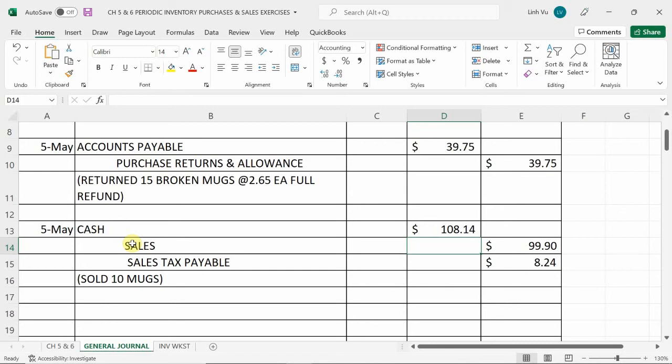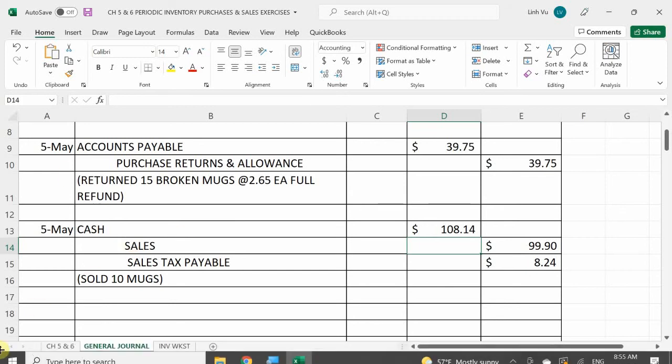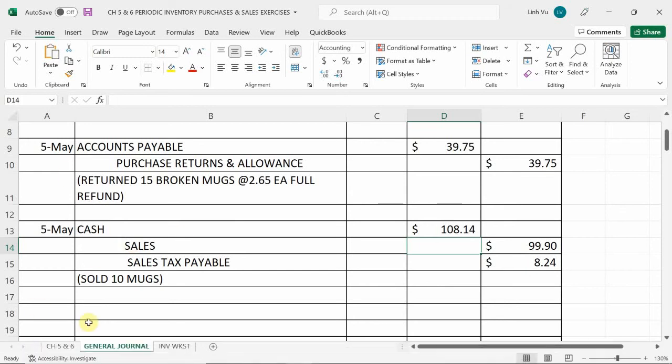Okay. Now, because we're doing periodic inventory, does this affect my inventory worksheet? Does this affect my inventory at all? Yes. How so? If you sold. Okay, you sold, okay. Now, what's the rule for periodic inventory? Do we even keep track of our sales at all? When do I do it? At the end of the period, right?